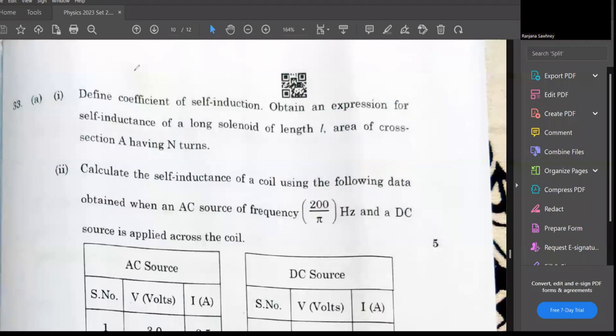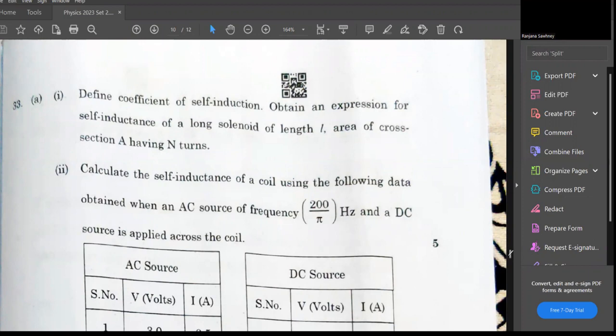Coefficient of self-induction is defined as magnetic flux per unit current, or it can also be defined as induced EMF produced upon di by dt. Obtain an expression for the self-inductance for a long solenoid. It's given by, this is a simple derivation, mu naught n square A upon L. This is the expression.